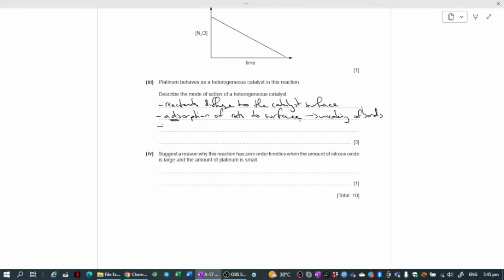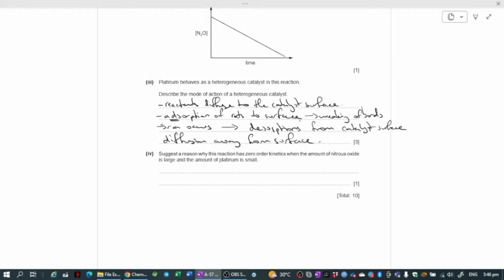Then there is reaction occurs. Then you have desorption of the product and any unreacted material from the catalyst surface. So desorption from catalyst surface, and then finally you have diffusion away from the surface. Right? And generally this is how you would describe the mode of action of a heterogeneous catalyst, right? There's diffusion of the reactants to the catalyst surface. It is then adsorbed to the surface of the catalyst.